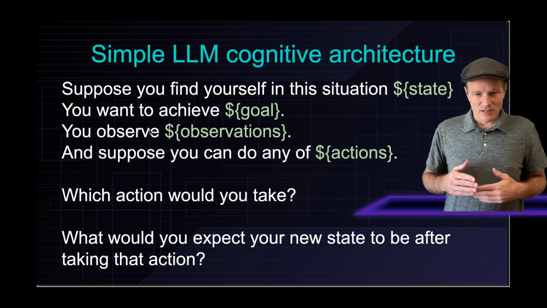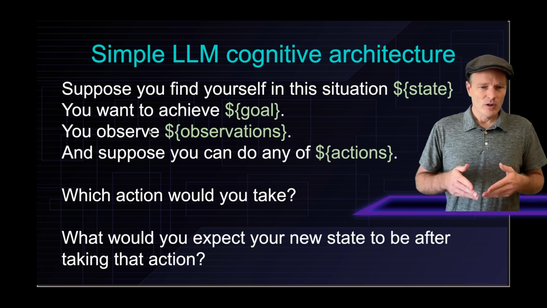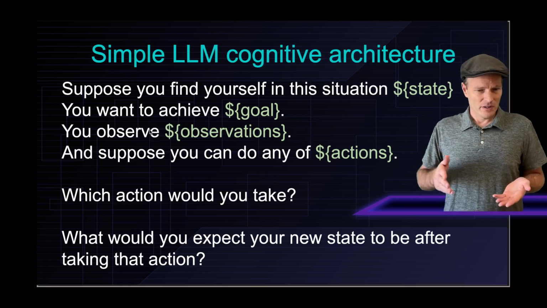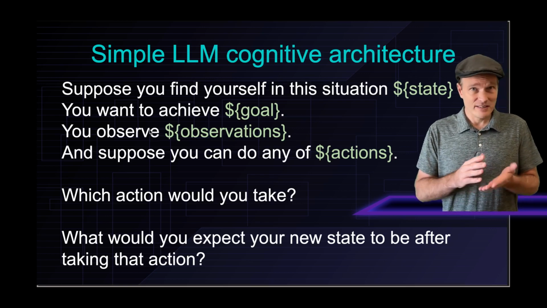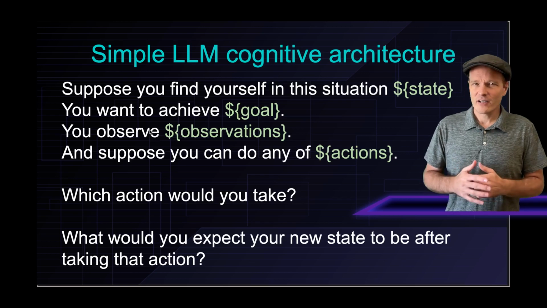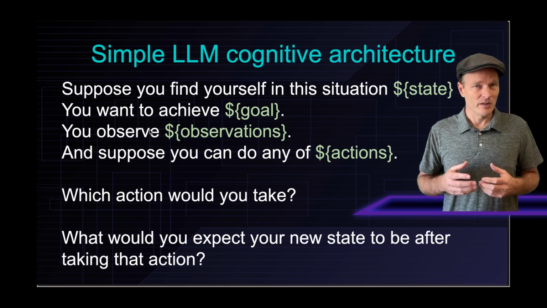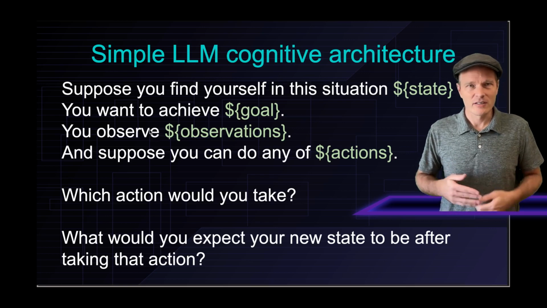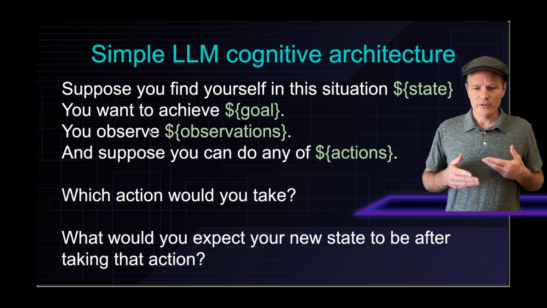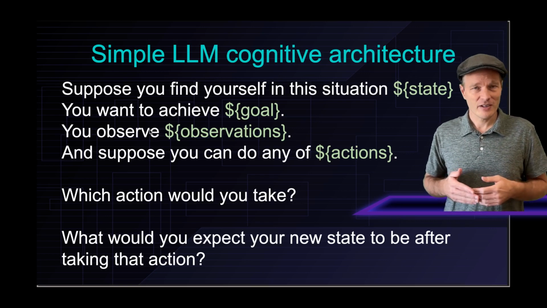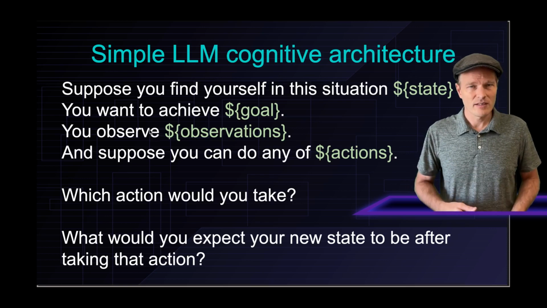For example, suppose you find yourself in situation state, and you want to achieve goal. You observe observations, and suppose you can do any of this list of actions. Which action would you take? Now, this is something we could ask a large language model, and it would pick one of those actions that we gave it as choices. We could also ask it, what would you expect your new state to be after taking that action? And it would produce a representation of what it expects the new state to be.